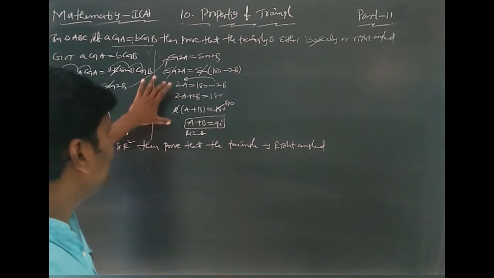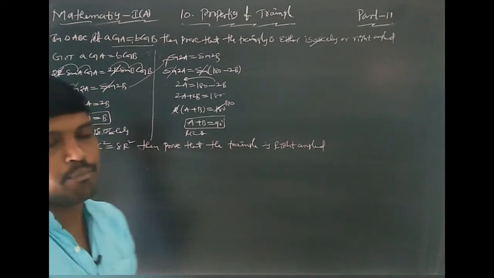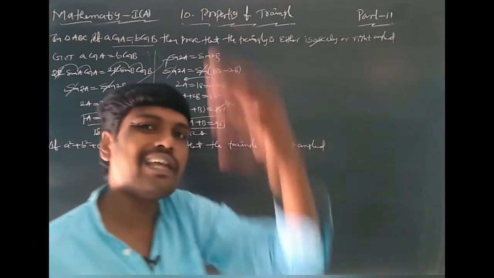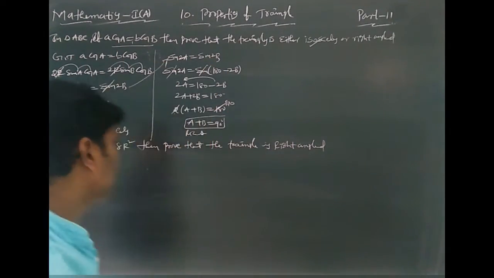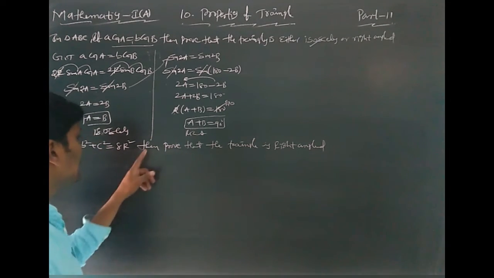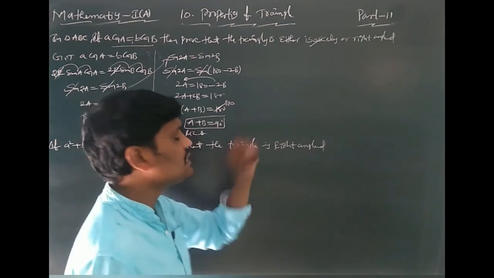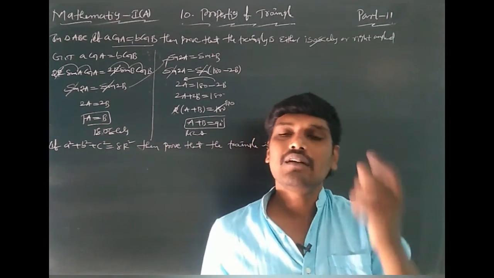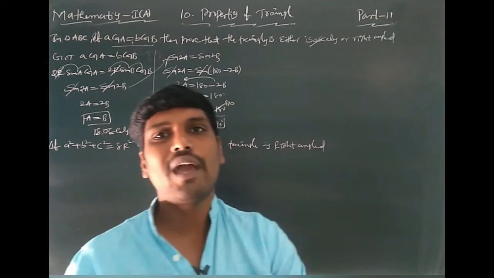Understood or not? In this way you can do this first problem. This total shortcut is explained, you can write it neatly in class. After that, the second problem: if a square plus b square plus c square is equal to 8R square, then know that the triangle is a right angle triangle. Nothing but any one angle is 90 or the sum of two angles is 90.